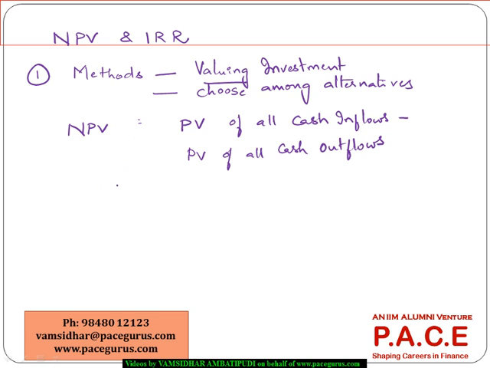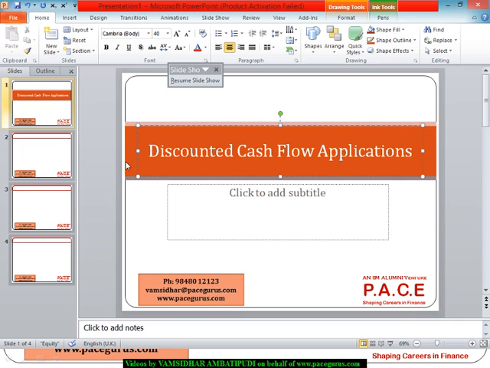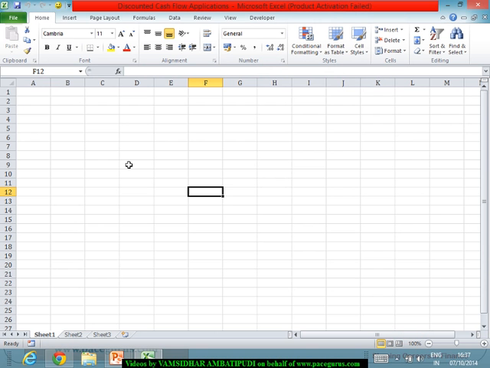Whenever we are looking at how to compute it, my first step is to identify all the cash flows. Let me take a simple example. I will look at different time periods: time period T, right now, 1 year from now, 2 years from now, 3 years, 4 years. Let's say I am choosing between two investment projects.